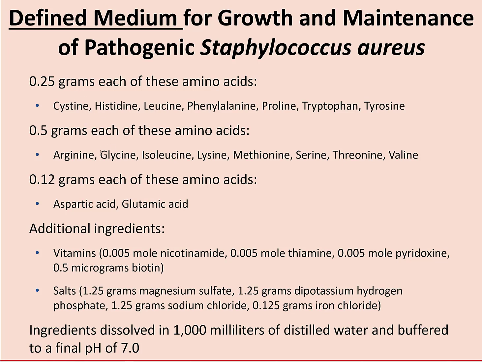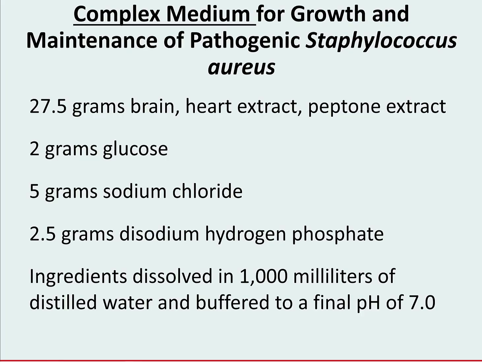Complex media, we can add 27.5 grams of brain heart extract, peptone, 2 grams of glucose, sodium chloride, and disodium hydrogen phosphate is sort of a buffer, and in a liter, and you adjust the pH to 7 and you're good to go. And it's just really quite easy. A lot of times the media that you buy has how many grams, and it usually already contains all the other components, so you just add a certain amount of grams and you're good to go in a liter. But it's complex. We don't really know all the things item by item that's in there, so that's okay.